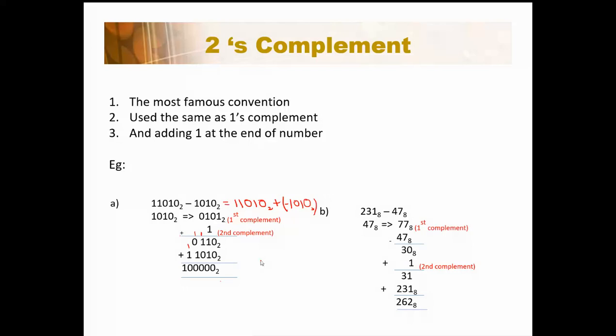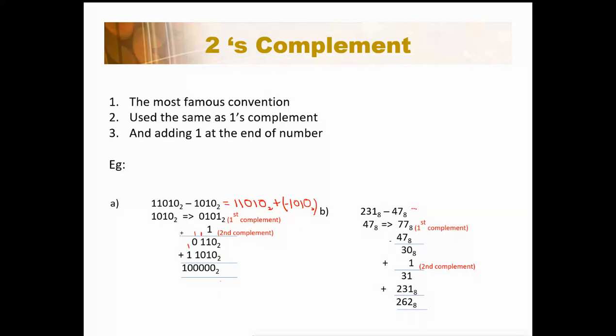Okay, so in the octal, since octal is base 8, you have the maximum value of 7. So you cannot do the first complement like a binary, because there are 7 possibilities for you to convert. So it's not possible for you to do conversions like a binary. So therefore, how do we do a first complement when you have an octal numbering system? Here, for example, 231 base 8 minus 47 base 8.